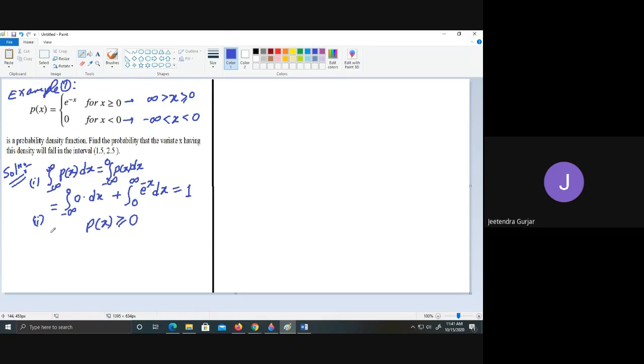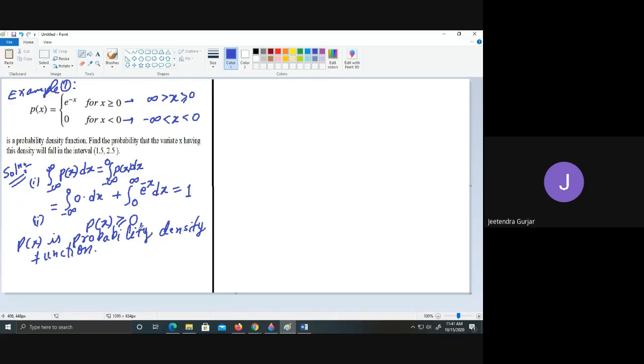Therefore, this condition is satisfied. Because this condition is verified, we say that p of x is a probability density function. It is difficult to write. Today only I am using this, so you have to adjust a little bit. Okay, thank you. So this is what we have to calculate.